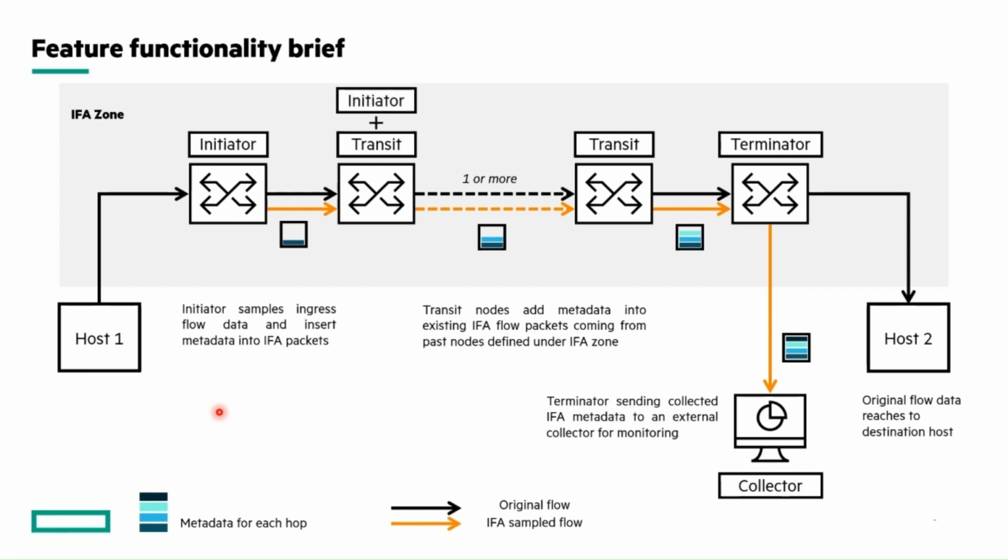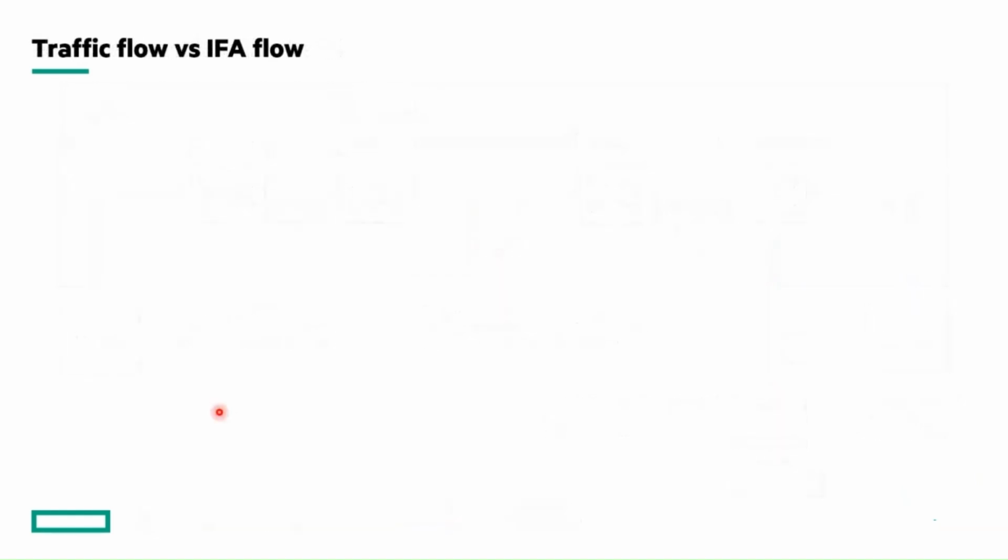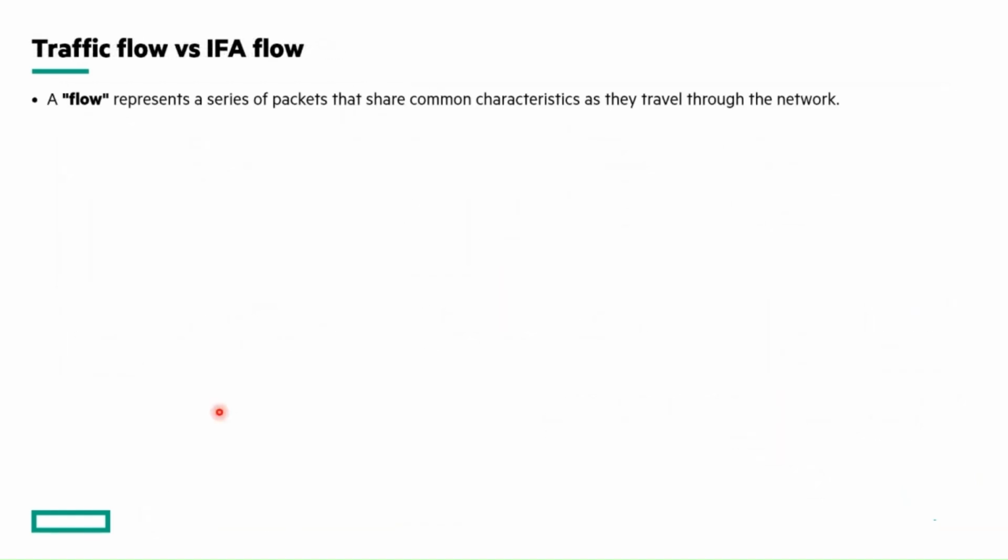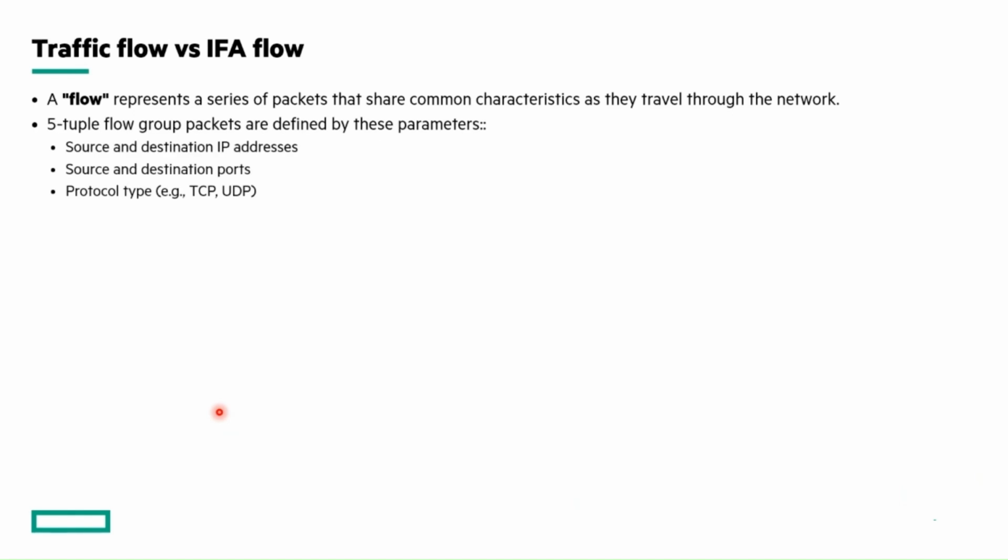It should be noted that initiator and transit can be configured on the same node, and hence if there is a transit in between, there is a chance that you can configure it as an initiator as well. So a flow represents a series of packets that share common characteristics as they travel through the network. 5-tuple flow group packets are defined by the below parameters: source and destination IP address, source and destination ports, plus the protocol type.